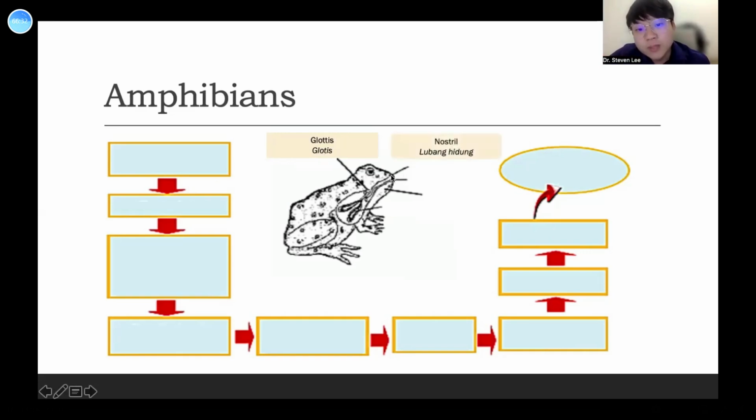So another one is nostril. The nostril of the amphibians also can be open, can be closed, all right? Another one is this place over here. It's called the buccopharyngeal cavity. In Bahasa Melayu, they just call this as rongga mulut. I don't know why. But in English, we call this as buccopharyngeal cavity.